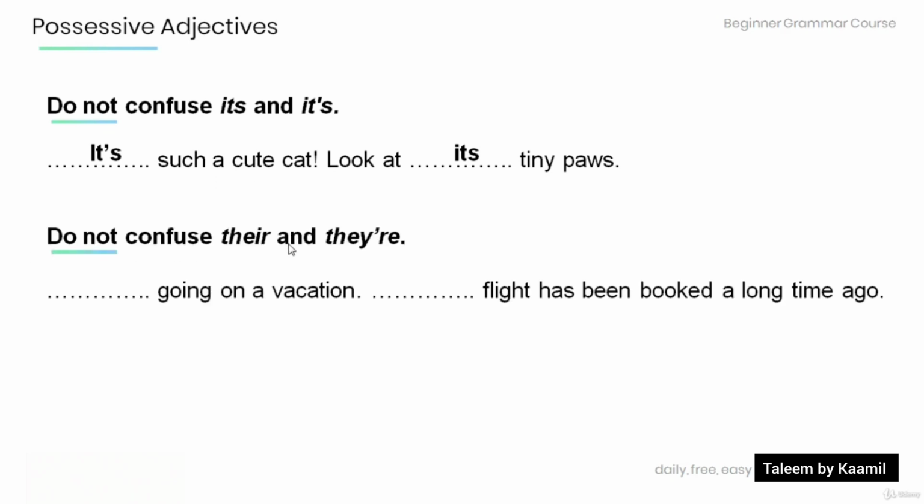Also, do not confuse their and they're. Read the following sentence and fill in the gap with either their or they're. Going on vacation. Flight has been booked a long time ago. They're going on a vacation. Their flight has been booked a long time ago.